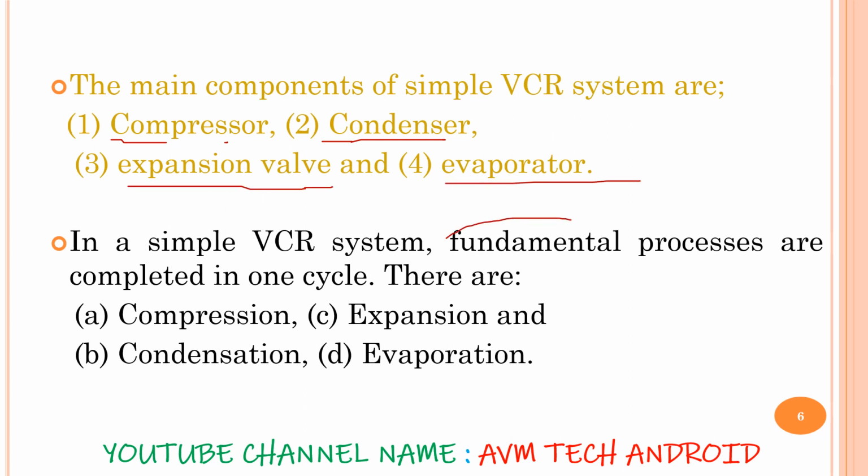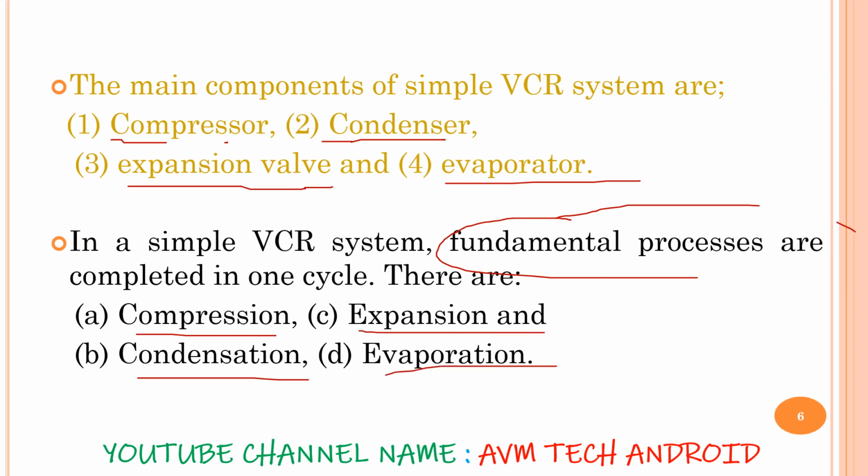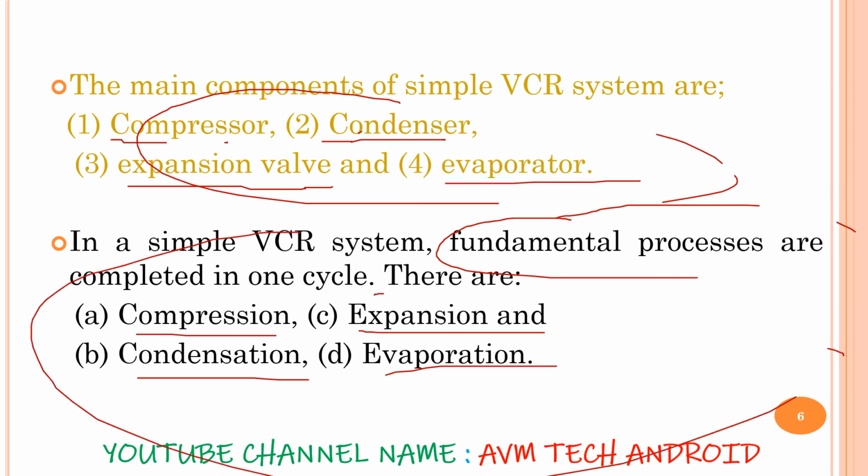So the fundamental processes which are included in this cycle are compression, expansion, condensation and evaporation. Four components and four different processes are observed.